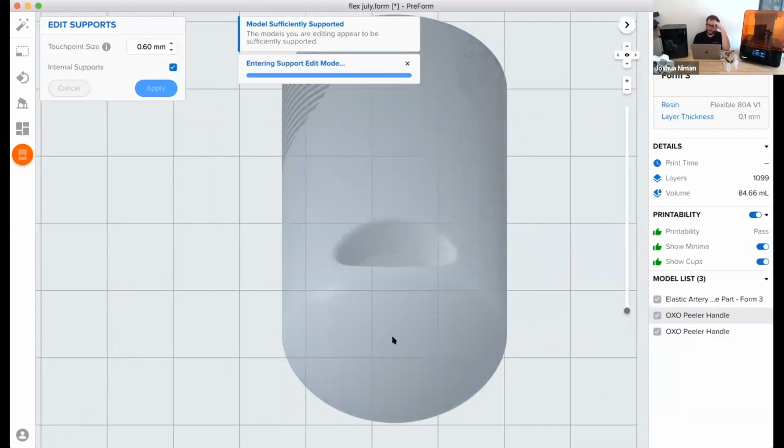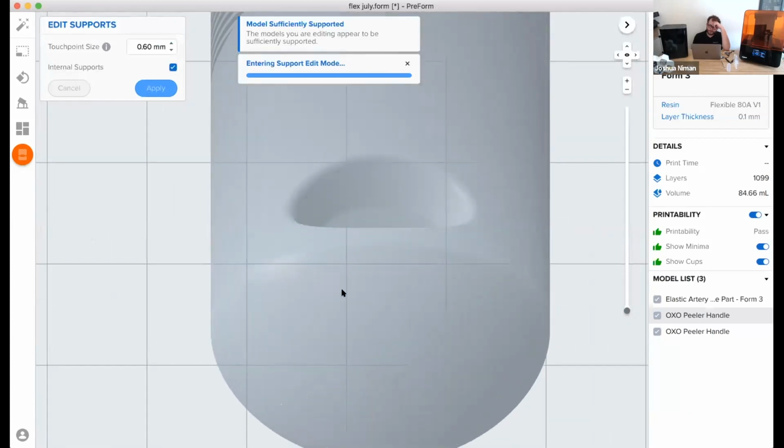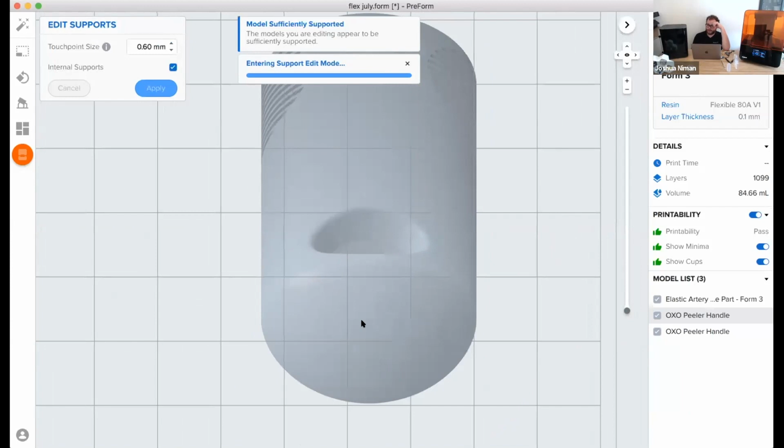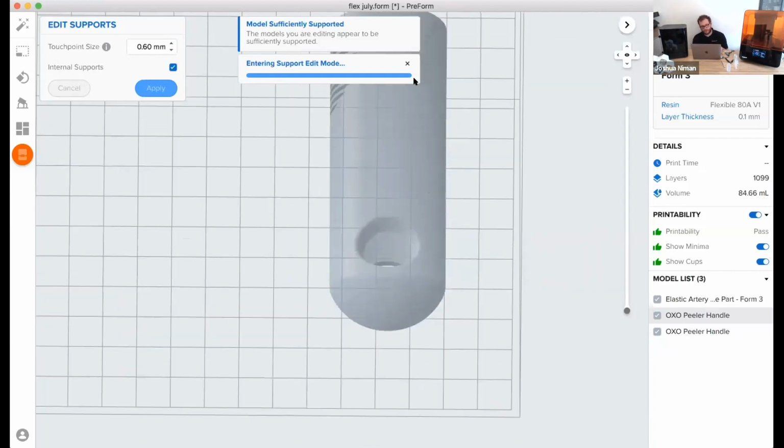Let's go into support edit mode. And this may take a sec. I'm doing this on a little Mac laptop. Usually I would do this on a desktop, but it doesn't really work well on camera to have two big monitors between you and me. Is this going to cooperate with me?